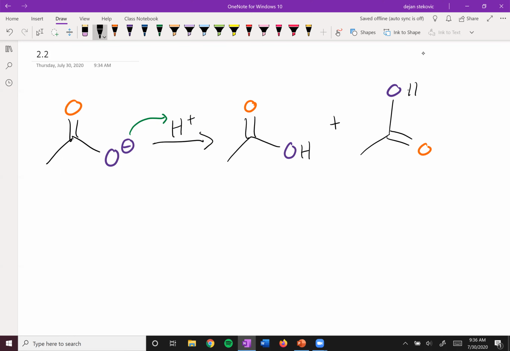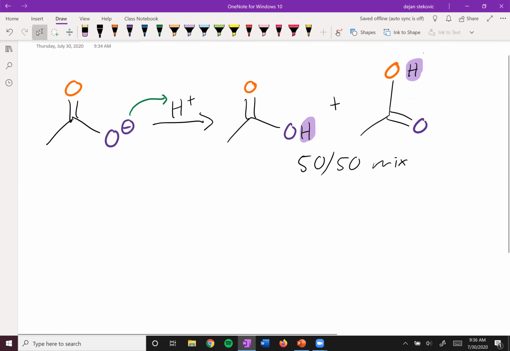We get this product now too. Oops, flip the colors there. Where now our hydrogen is attached to our other oxygen. And in fact, we get them in a 50-50 mixture, right?